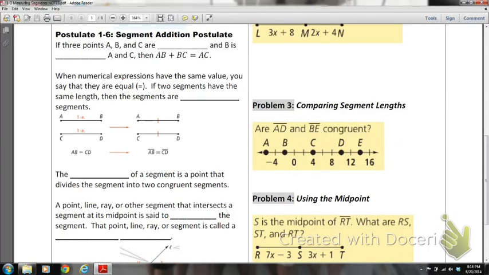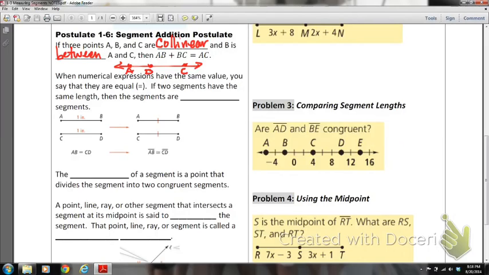In postulate 6, the segment addition postulate, it indicates if 3 points, A, B, and C, are collinear, so they're on the same line, and B is between A and C, then the length of segment AB plus the length of segment BC is equal to the length of segment AC. So if you picture this, we have A, B, C, the length of segment AB plus the length of segment BC is going to be the length of the larger segment, AC.